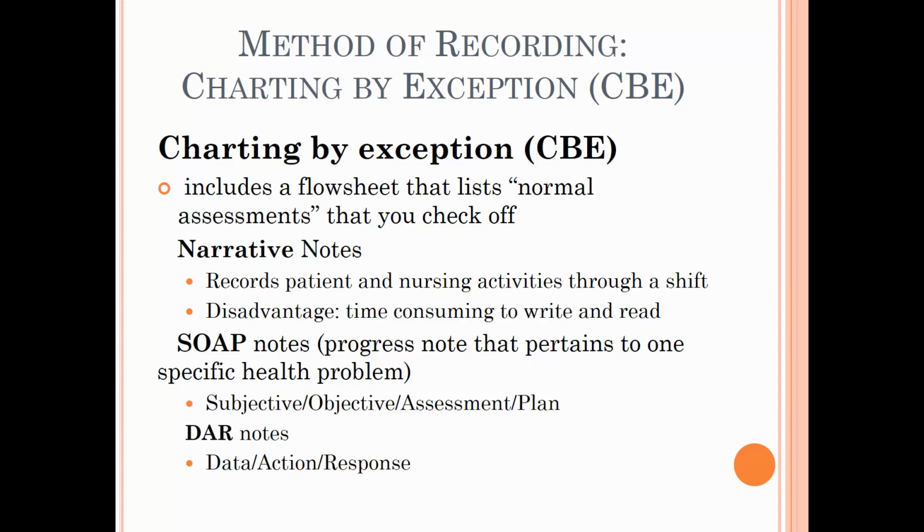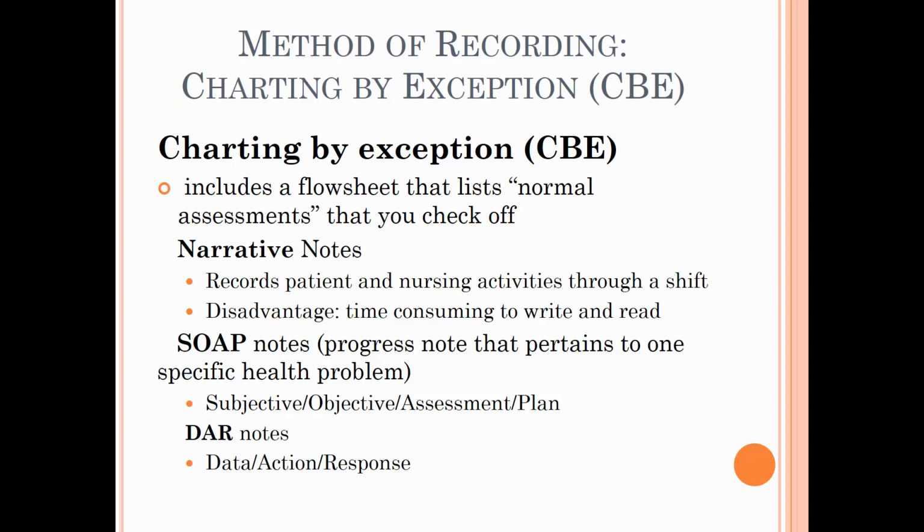Charting by exception is documentation using flow sheets to make charting more efficient. Normal findings are checked off while abnormal findings are expanded on. The three types of nursing notes are listed here. Narrative notes tell a story. SOAP notes are more focused on one issue.